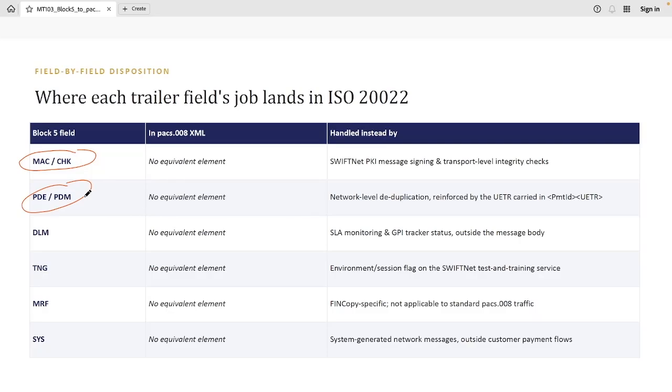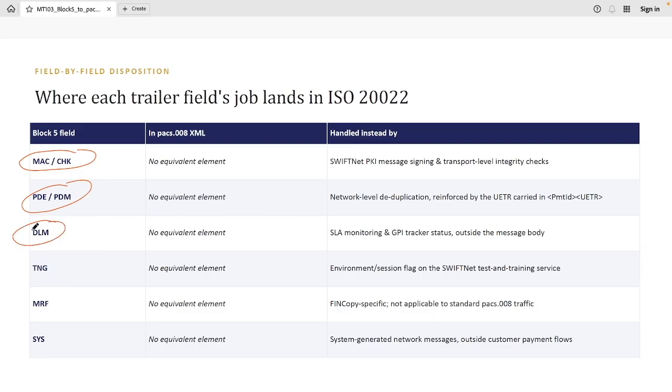PDE and PDM are warnings that the message may be a duplicate. EVTR, on the other hand, is an indicator assigned to the end-to-end payment transaction for checking purposes. A repeated EVTR may support duplicate detection, and SWIFT has implemented controls against EVTR recycling. So the presence of an EVTR is itself not a possible duplicate flag. Okay.